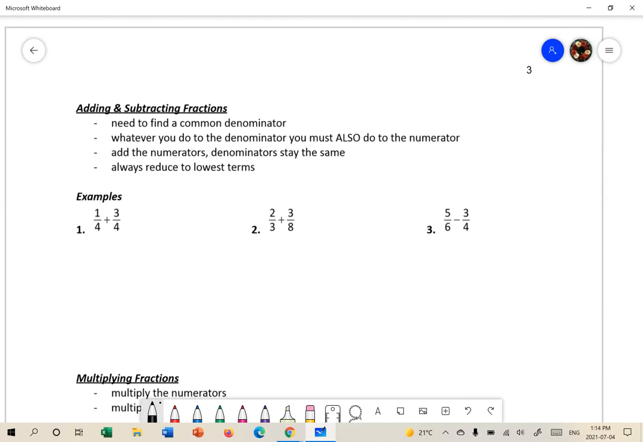Page 3, adding and subtracting fractions. This is where finding a common denominator is imperative in order for you to add and subtract fractions that don't have a common denominator. For question 1, our denominators are both 4, so that's fine. We actually don't need to find a common denominator, but we will for question 2 and 3.